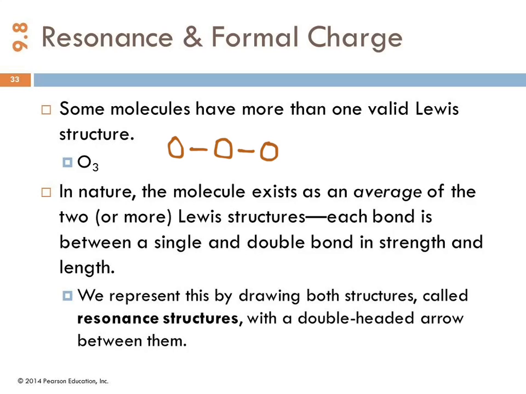So here we have 3 oxygen atoms in a row, and each oxygen atom has 6 valence electrons. So we've got 18 dots to deal with, 18 electrons. So I've got 2 here, and 2 here. So 2, 4, 6, 8, 10, 12, 14, 16, 18. I used up all my cookies. I used up all my electrons.